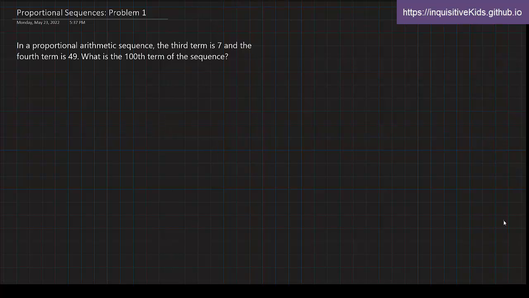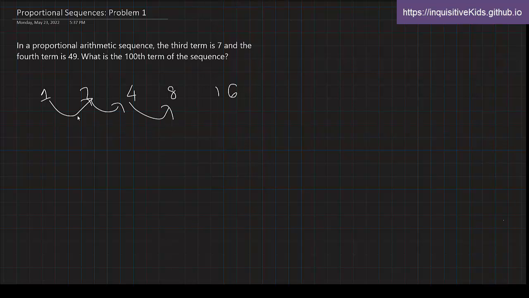In this lesson, we're going to be looking at a few problems that have to do with proportional sequences. First, what are proportional sequences? Proportional sequences are sequences that have not a common difference, but a common multiplier that multiplies each one.